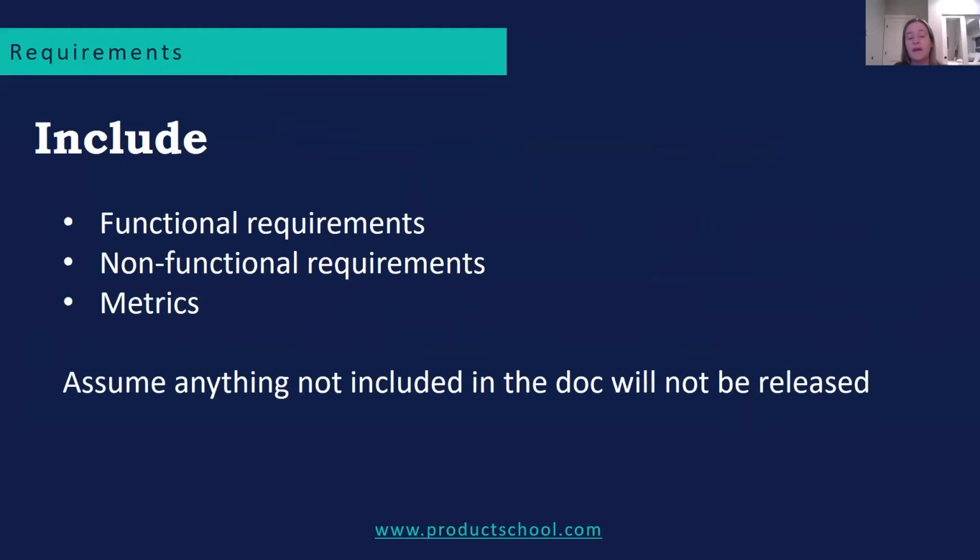All right, so what kind of requirements are you going to include in your doc? First and foremost, you should assume that anything that is not included in the doc will not be included in the release. The primary requirements you're going to be writing are functional and non-functional requirements. So I'll get into those in the next couple slides. But you're also going to want to include metrics as well. So we'll go through each of these individually now.